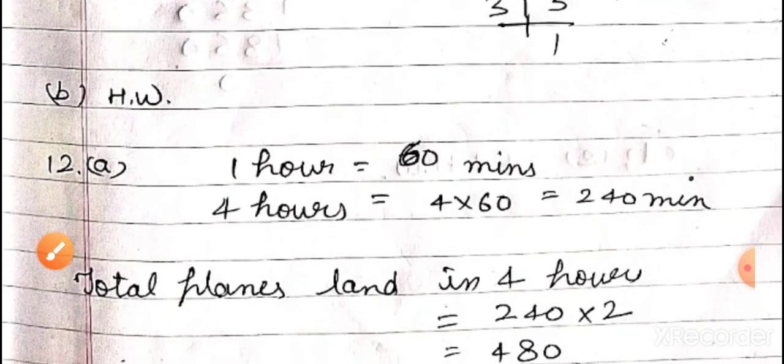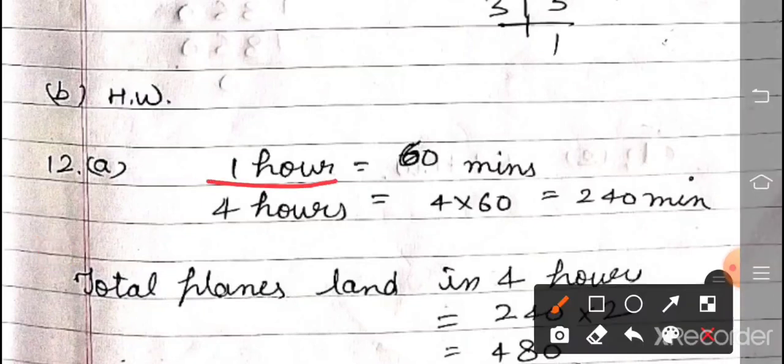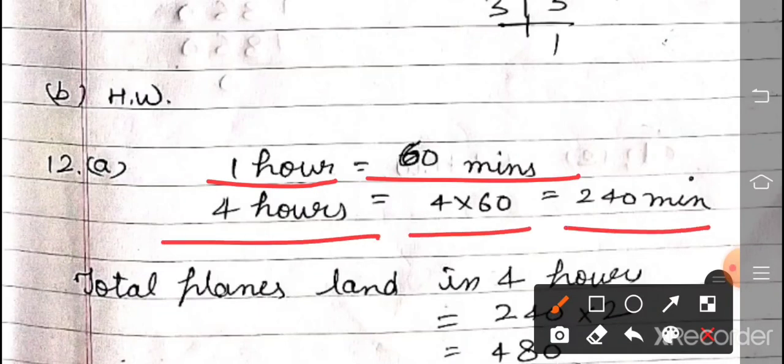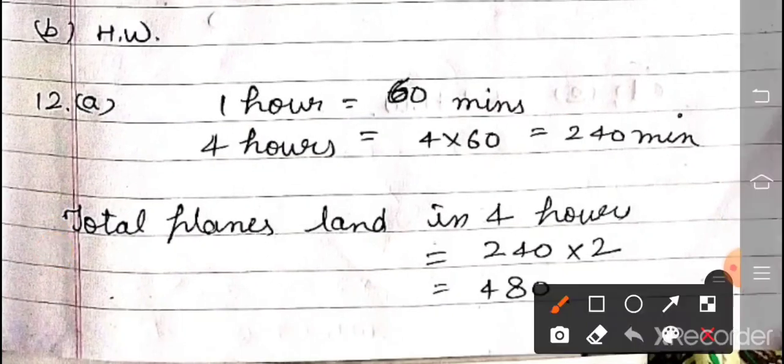Now question number 12, A part. 2 planes land at an airport every minute. How many planes land in 4 hours? So 1 hour equals 60 minutes, 4 hours equals 4 multiply 60, 240 minutes. So total planes landing in 4 hours: 240 multiply 2, because 2 planes land at an airport every minute. So the answer is 480 planes.